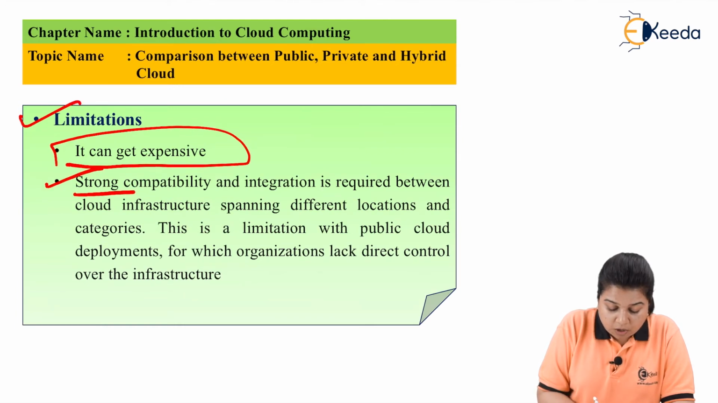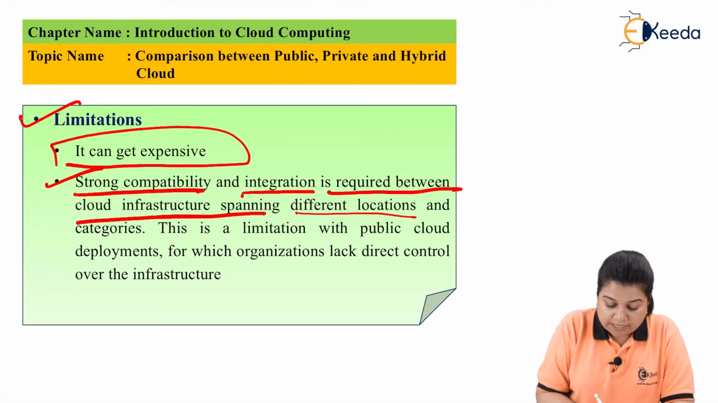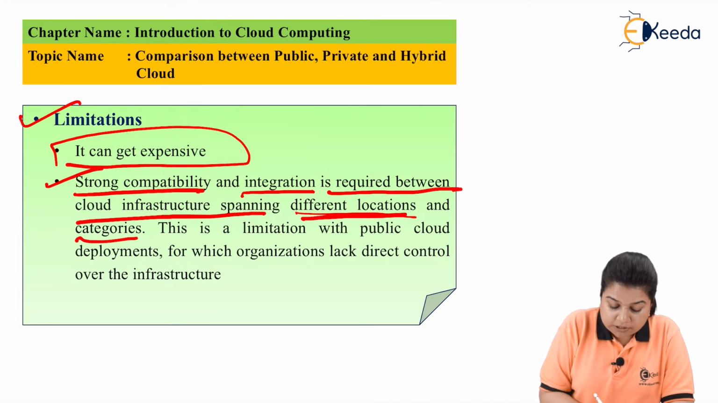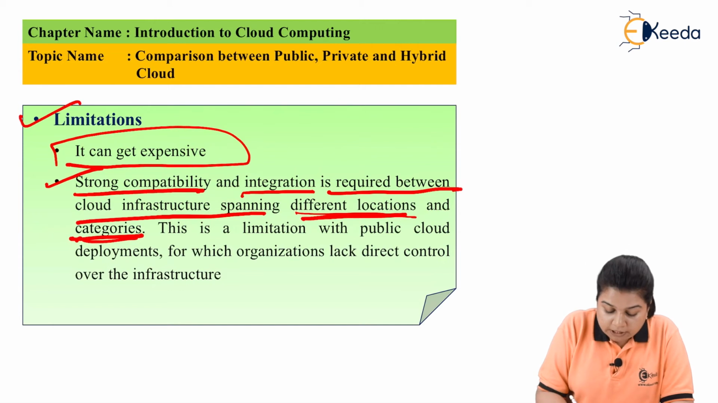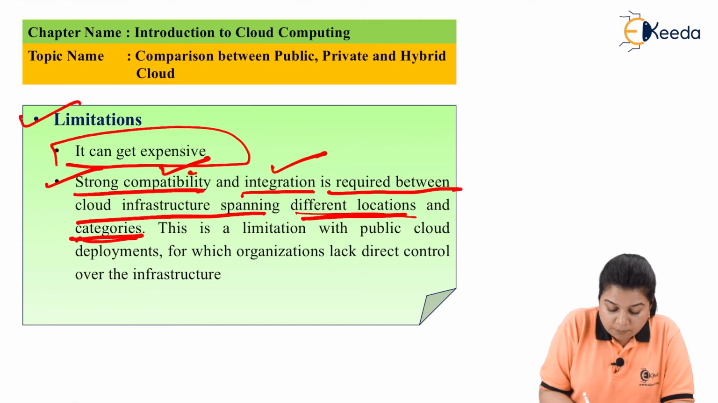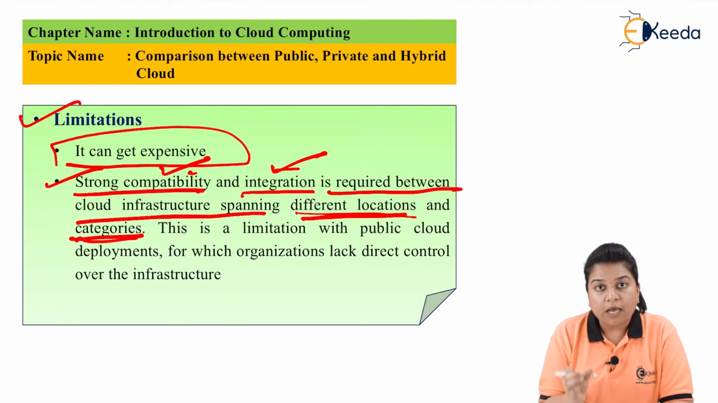Next point is, strong compatibility and integration is required between cloud infrastructure spanning different locations and categories. Why? Because since it is in different locations and categories, on retrieving of the data, you need this integration and compatibility in hybrid cloud. And if it is not present there, then it will be a little difficult task to retrieve that particular information from the data center or the hybrid cloud.